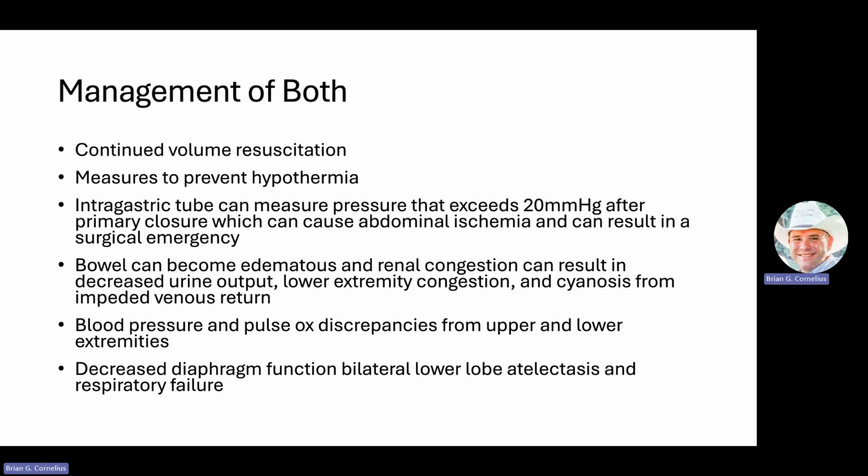Other things you can see, the bowel can quickly become edematous, and you can have renal congestion resulting in decreased urine output, venous edema in the lower extremities, and then cyanosis as a result of the impeded venous return. So all of these are things that we will see in adult patients with abdominal compartment syndrome as well. There's just a different morphology in these pediatric patients. You may see variations in perfusion between the upper and lower extremities because of the bowel distension that's causing venous return to be decreased. You'll also see atelectasis in the lower lobe of the lungs and potentially respiratory failure. As that bowel becomes more and more edematous, it tends to cause compression inside the thorax.